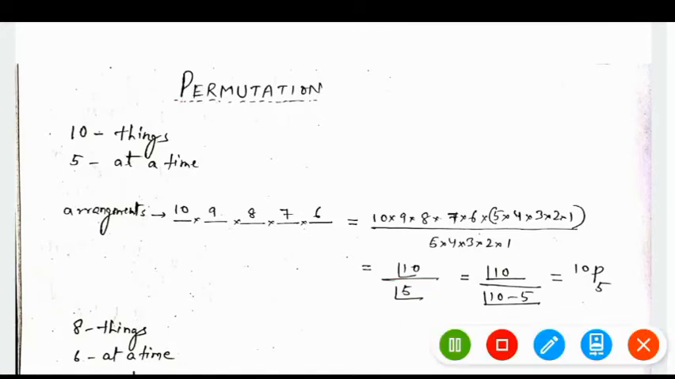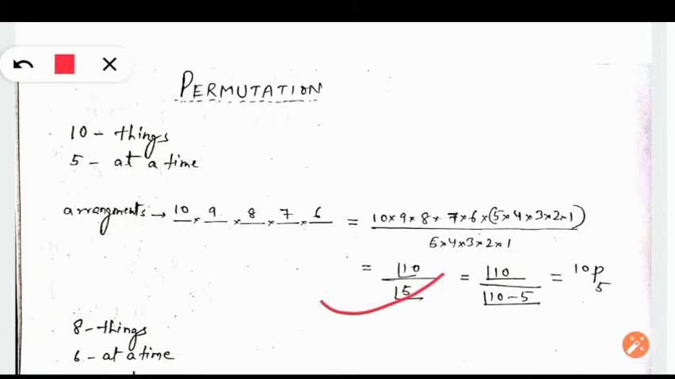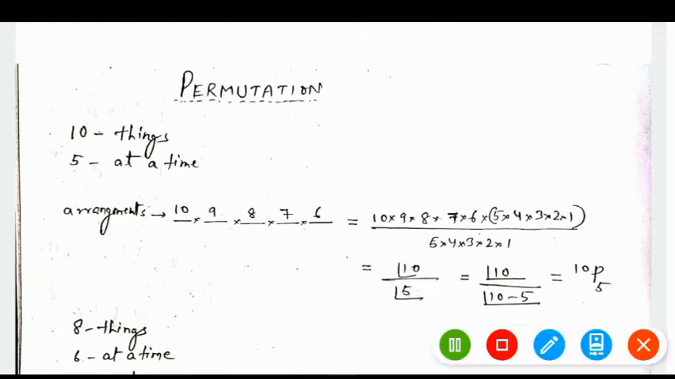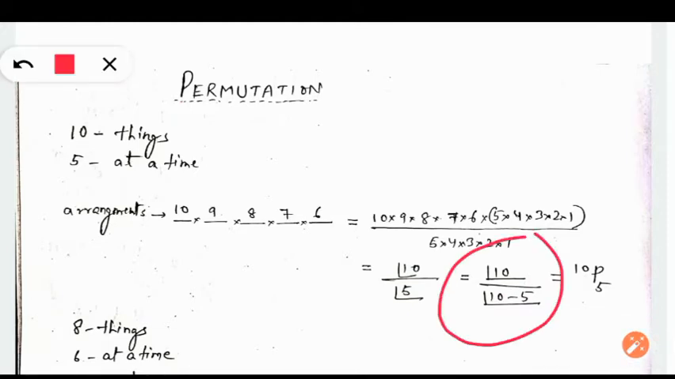Now can I write this as 10 factorial by (10 minus 5) factorial, which gives you 5 factorial? So can I write this like this? We can. Now this whole thing, 10 factorial divided by (10 minus 5) factorial, is denoted by 10P5, and 10P5 means the number of arrangements of 10 things taking 5 at a time, the number of arrangements of 10 things in 5 places.